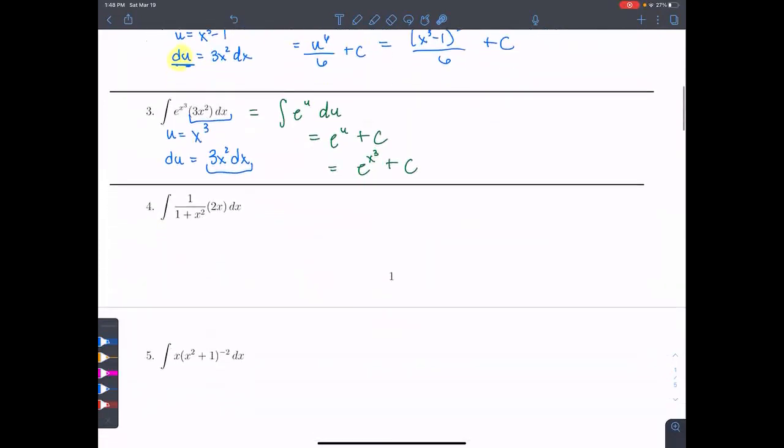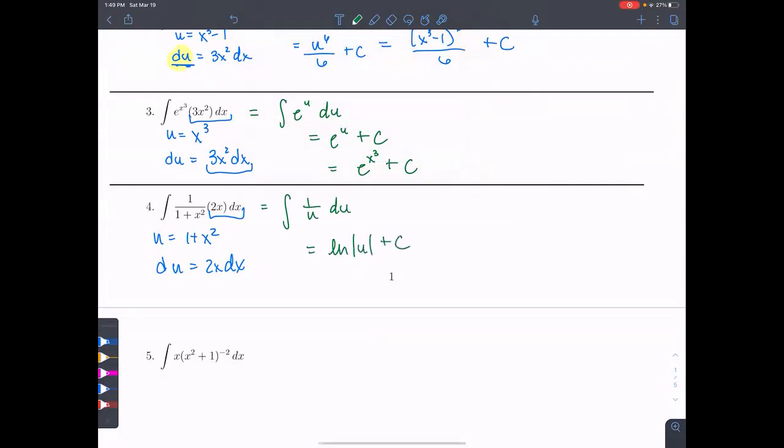Okay, keep going. This is the inside function. I can tell 1 over this thing, that's the outside function, and the derivative of this is sitting there, so I'm in good shape. The inside function, which is u, is 1 plus x squared. Du would be 2x dx. So replace that with du and go. So this is the integral of 1 over u du, which is the ln of absolute u, plus c, which is equal to the ln of absolute 1 plus x squared plus c.